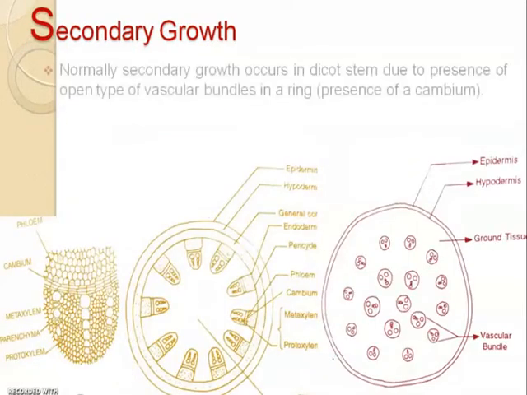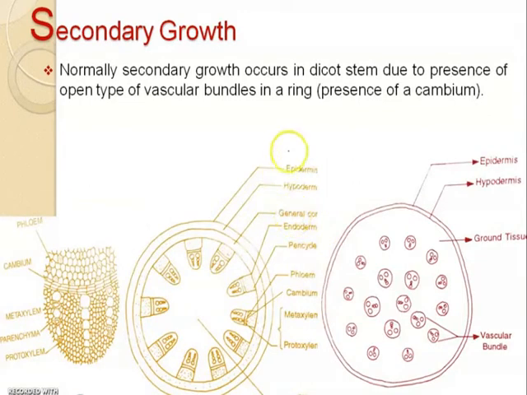Now, normally secondary growth occurs in dicot stem due to the presence of open type of vascular bundles in a ring, that is, the presence of a cambium. This is the transverse section of a dicot stem. In this case, the cambium ring is present in between the xylem and the phloem.